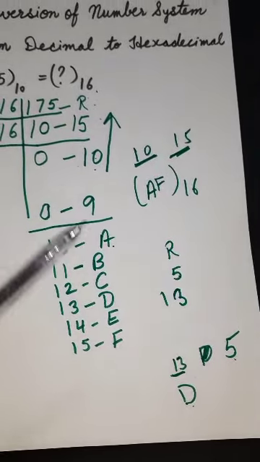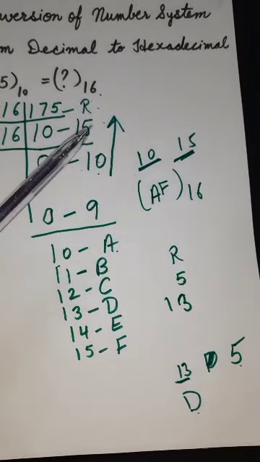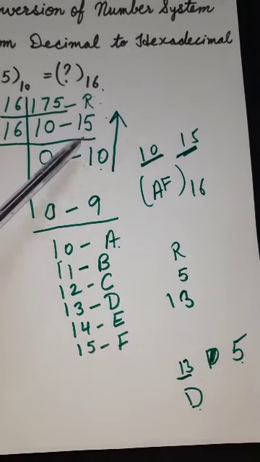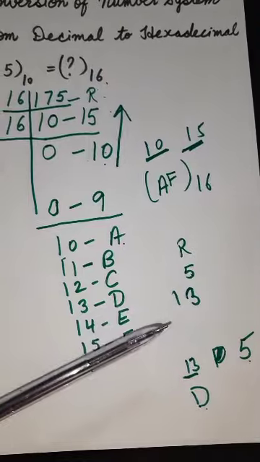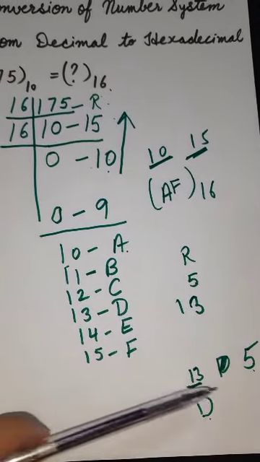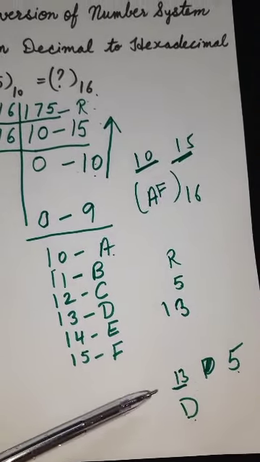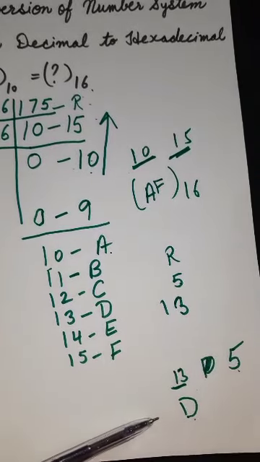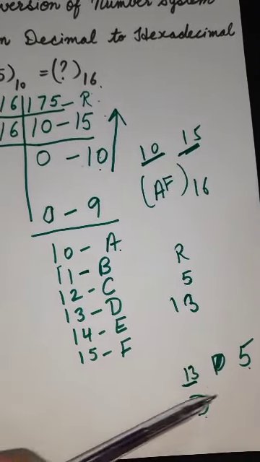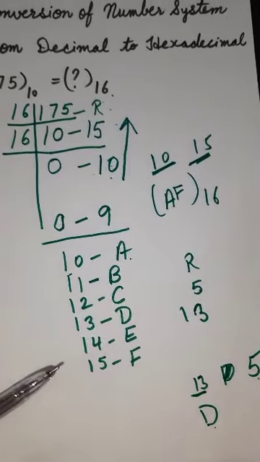Now see, take an example. If the remainder was 5 here and 13 here, then we will write 13 5. Then for 13 we will write D, so D5. The number will be D5 to the base 16.